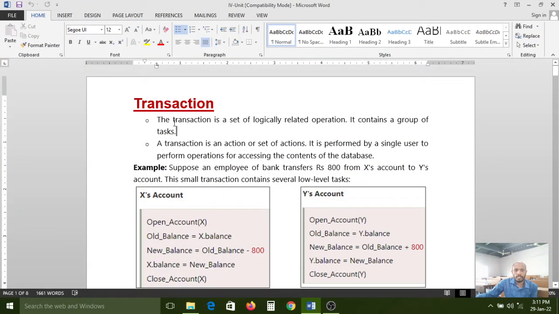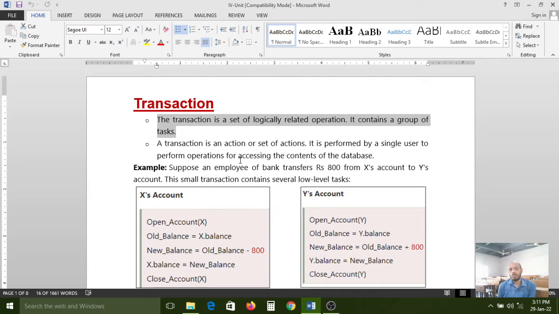What is a transaction? A transaction is a set of logically related operations. It contains a group of tasks. A task is nothing but a group of operations.